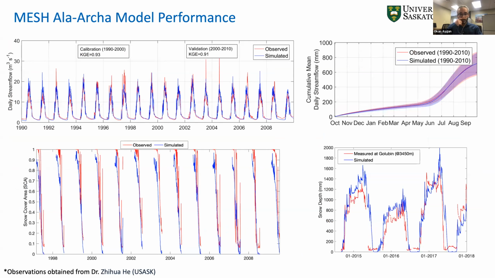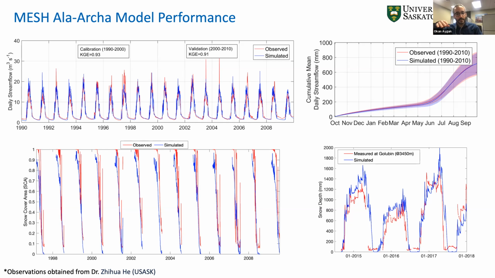Here we show the model performance of the MESH Ala-Archa model. Looking at the upper left figure, the MESH Ala-Archa model performs well on predicting streamflow with Kling-Gupta efficiency scores above 0.9 over both calibration and validation periods. And the bias is less than 1% over the whole simulation period.